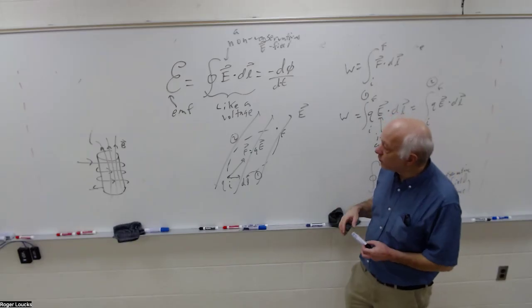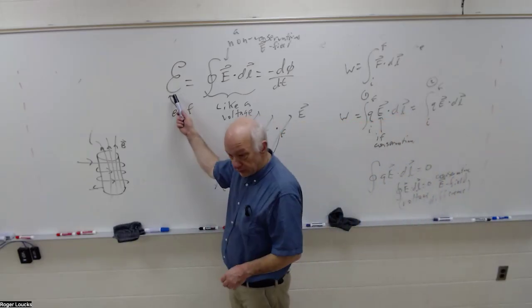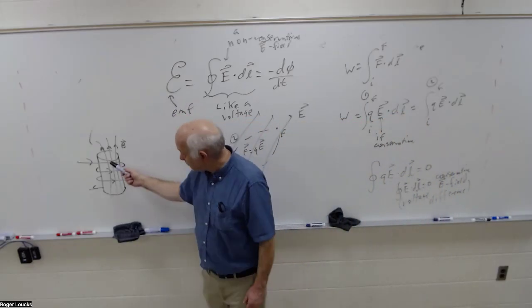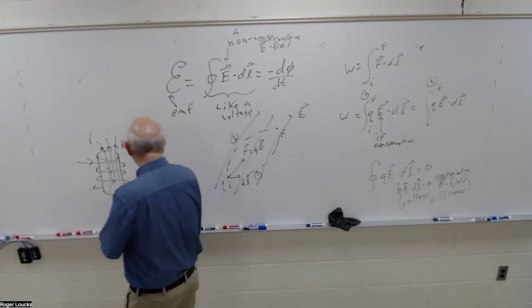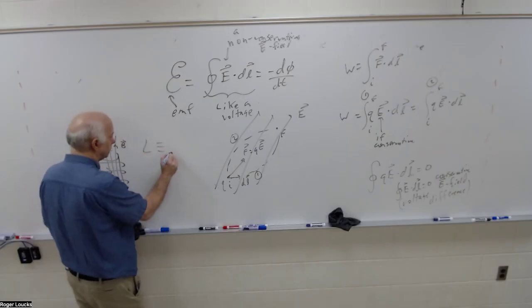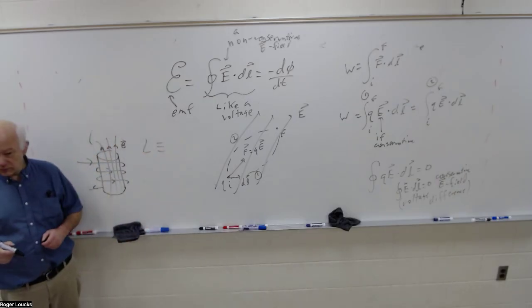So why are we getting a voltage difference here? This voltage difference, in other words this EMF, is being caused by the fact that this magnetic field is changing with time. So we define something called the self-inductance. And how do we define the self-inductance?